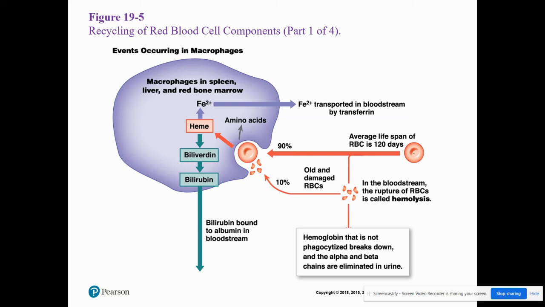So you have a red blood cell. It's gotten to the end of its life, 120 days. 90% of them are going to come into a phagocytic cell, a macrophage, right? That cell is going to say, hey, give me your heme group, rip off.